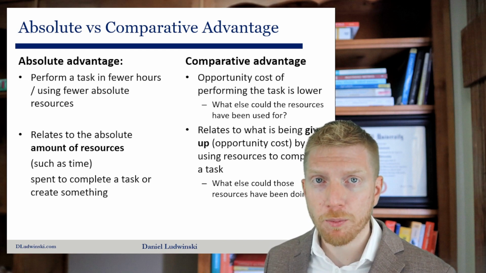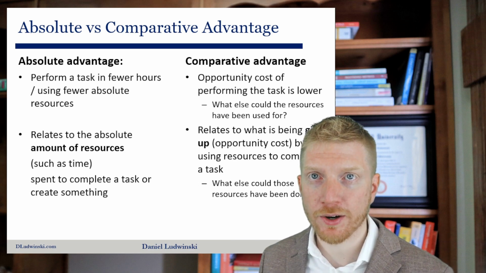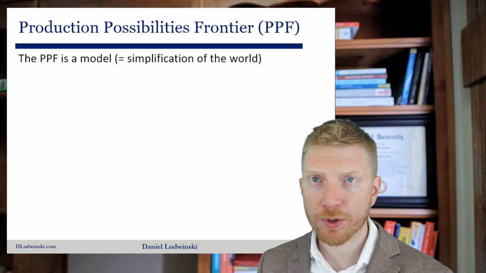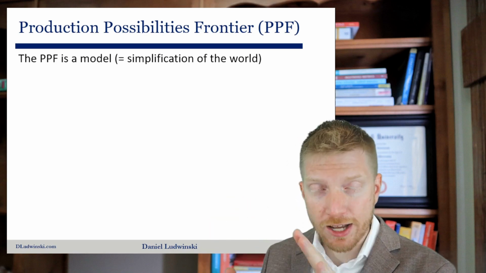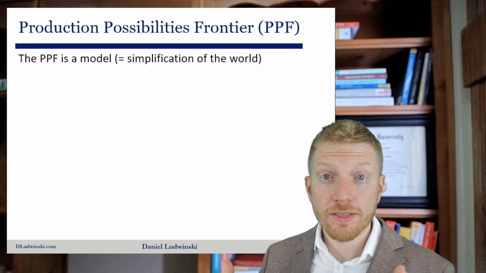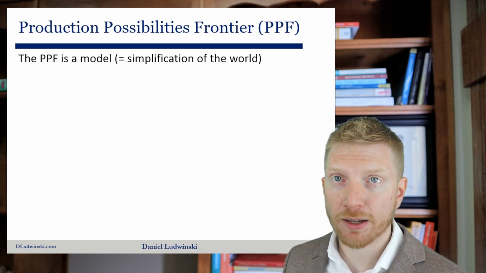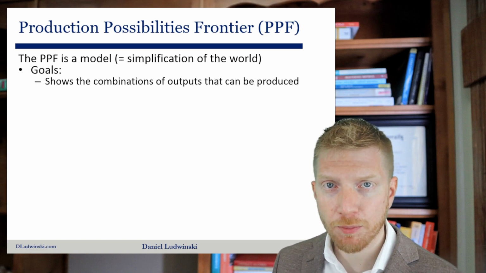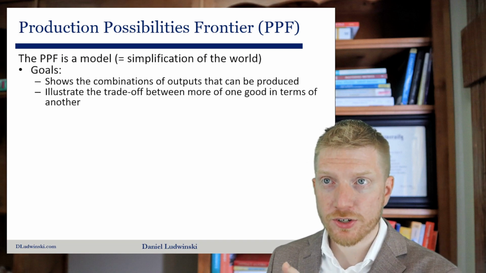Throughout this unit, I will be introducing different examples to illustrate the difference between absolute and comparative advantage. The engine for illustrating these differences is going to be a particular model. It's going to be the model that we're calling the production possibilities frontier. So as we mentioned in our first part of this course, models are crucial to understanding the world. They are simplifications of the world, but that simplification allows us to have insights, allows us to think about what's going on. The goals of our PPF model is to show the combinations of outputs that can be produced, and to illustrate trade-offs between one good in terms of the other good.